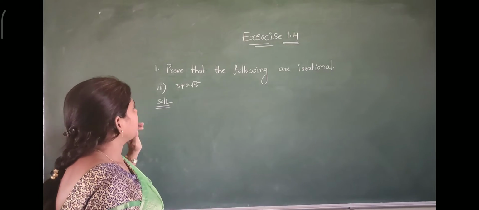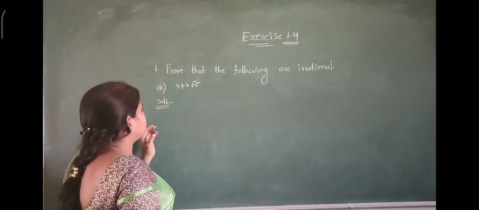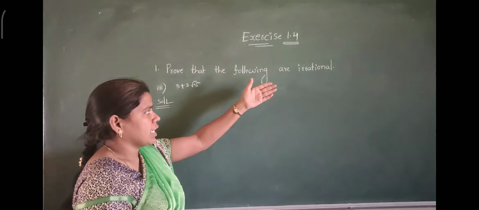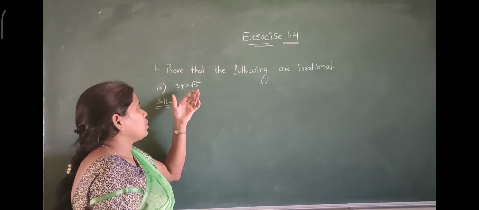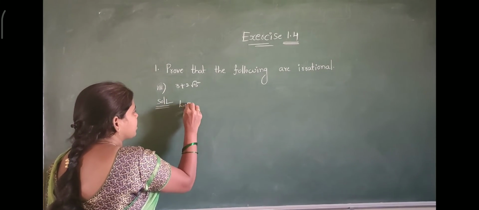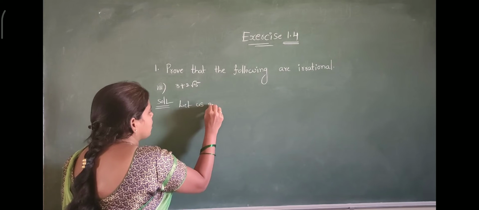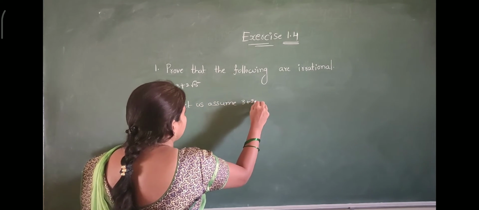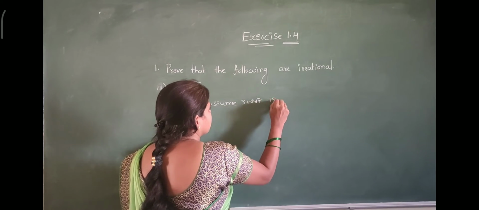This is our next problem: 3 plus 2 root 5. Here we have to prove 3 plus 2 root 5 is irrational. We are using the contradiction method. For that, we are assuming this is a rational number. Let us assume 3 plus 2 root 5 is rational.